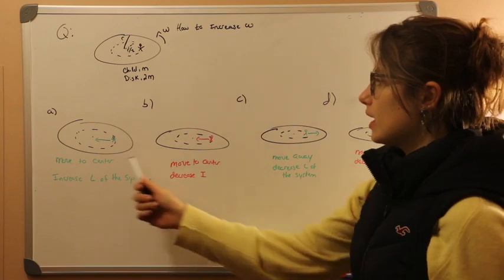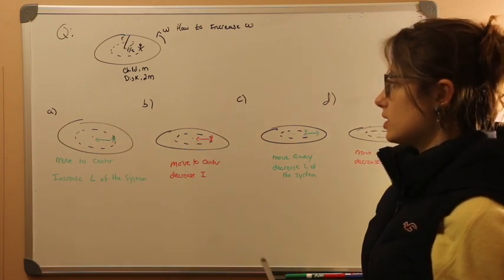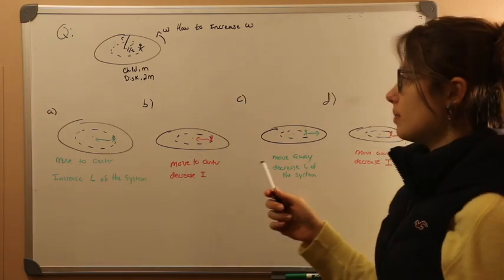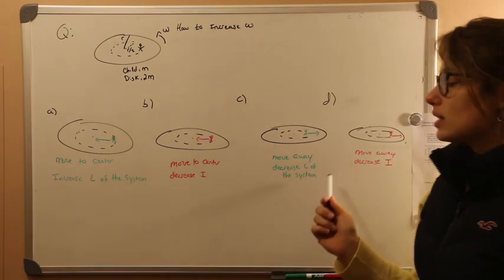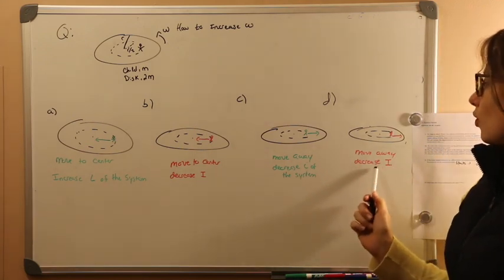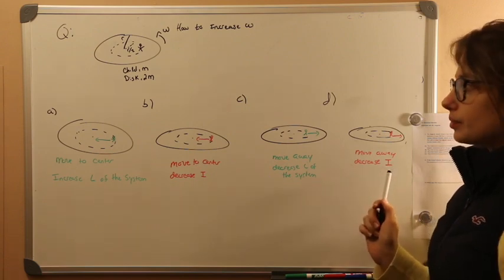Our options are: have the kid move to the center, because that would increase the angular momentum of the system. Have the kid move to the center because that would decrease the I value of the system. Have the kid move to the edge because that decreases the angular momentum of the system. Have the kid move away because that decreases the moment of inertia of the system.